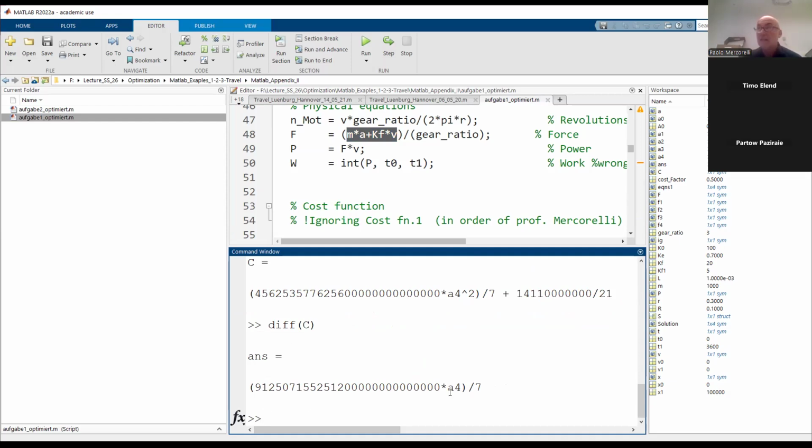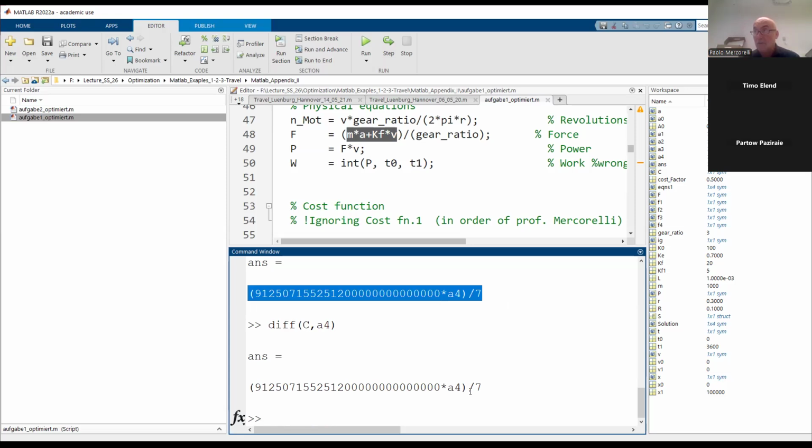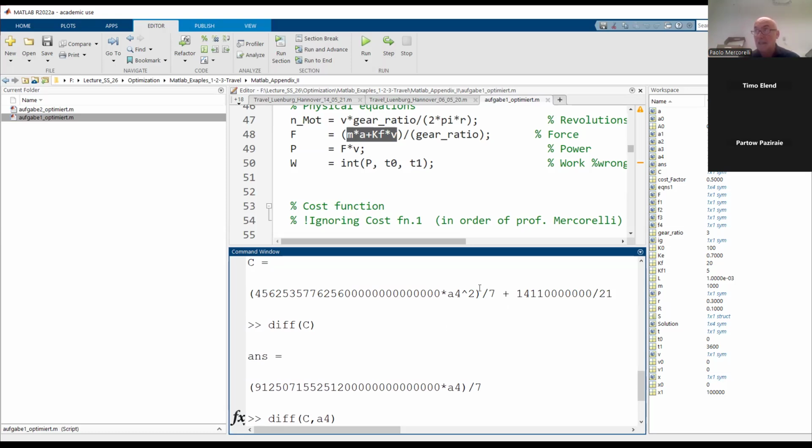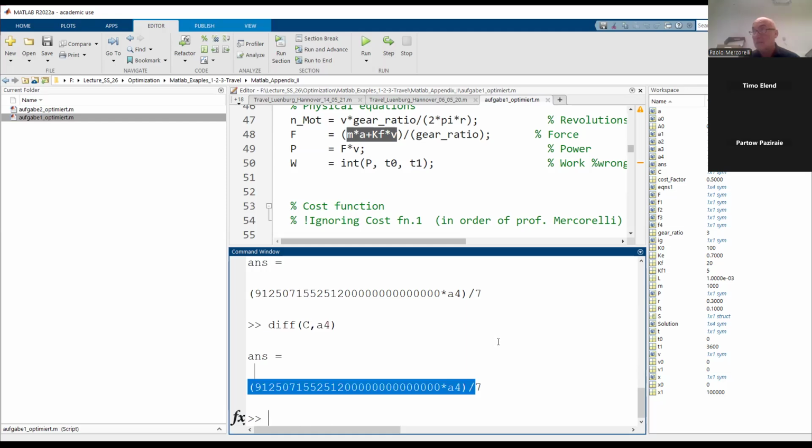Here, we don't need to. If I have two parameters, you have to put diff, parenthesis, W or C in this case, comma, the name of the parameter, for instance, A4. You can write it equivalently, but the result is the same because we have just A4. We can see that this parameter here is the derivative of this. Putting this equal to 0, we have the solution. This means A4 equals 0.